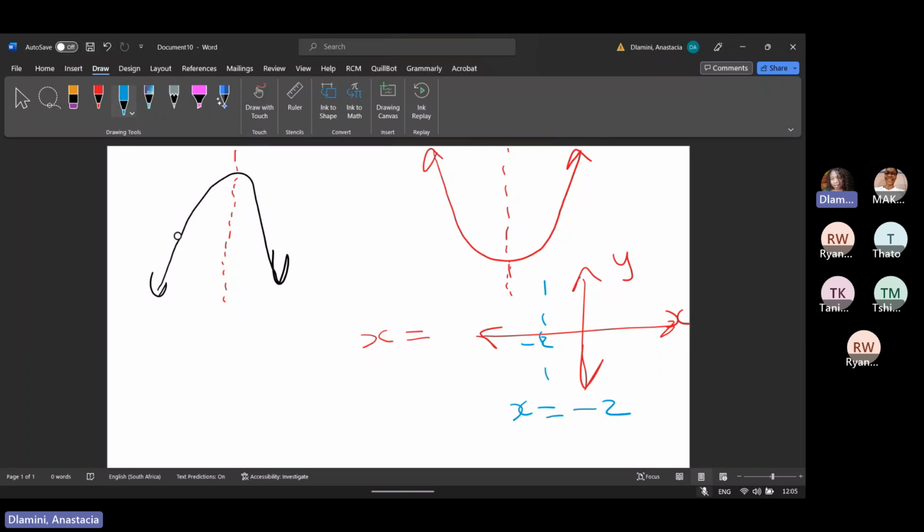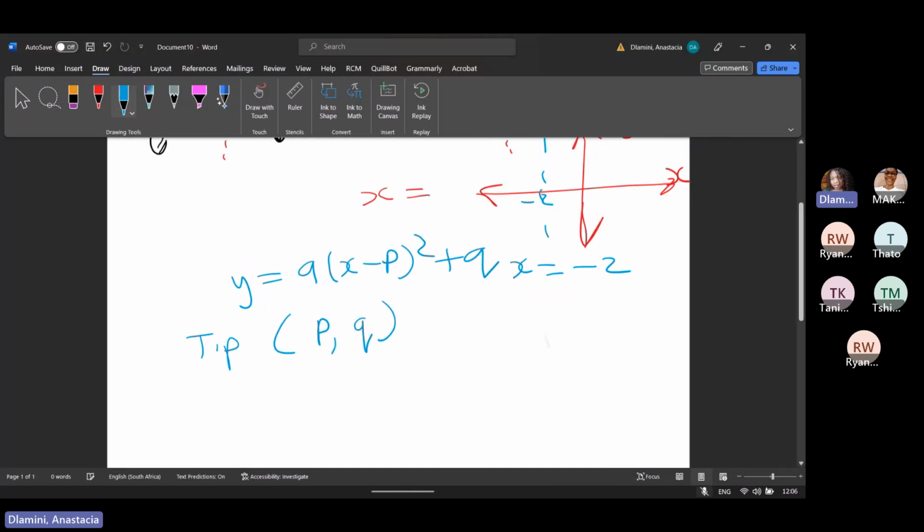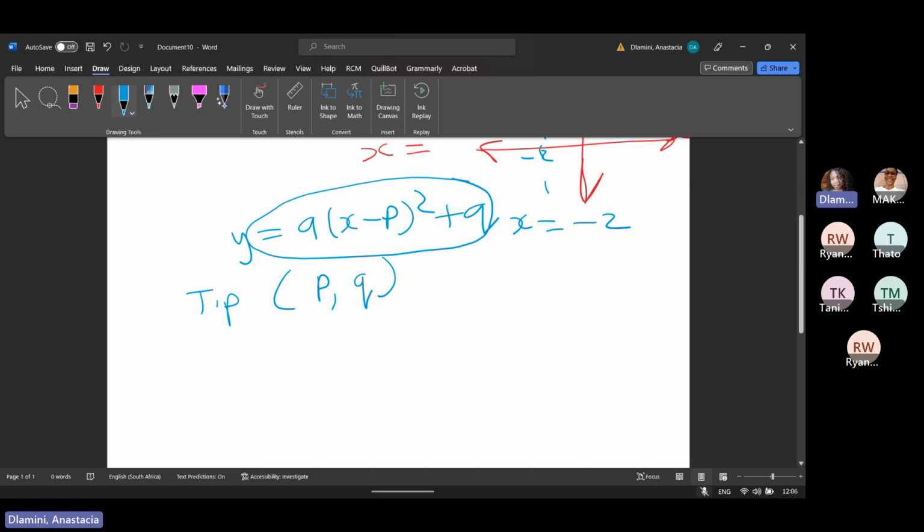But remember, our turning point is here. The line of symmetry cuts through that turning point. And what did we say our turning point is? If we have y equals a(x minus p) squared plus q, our turning point is p and q. Meaning that if you have this form and I ask you to find the equation of the line of symmetry, x is equal to what? x is equal to p. Does that make sense?